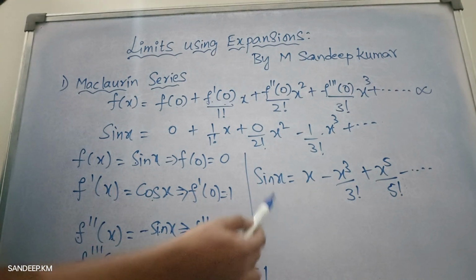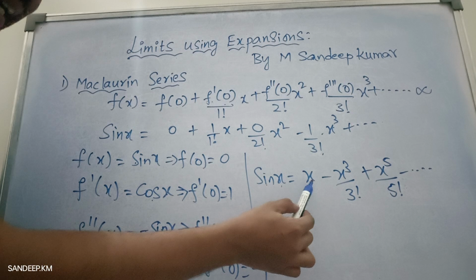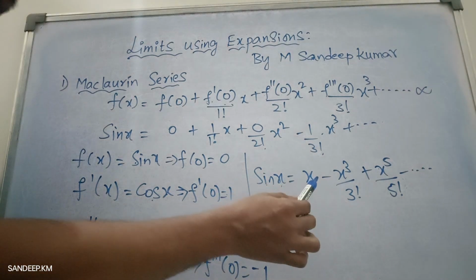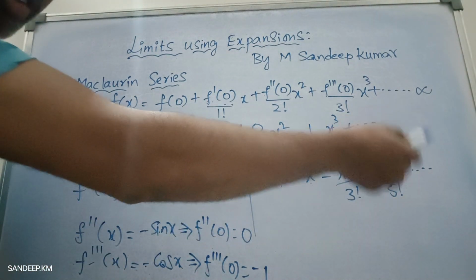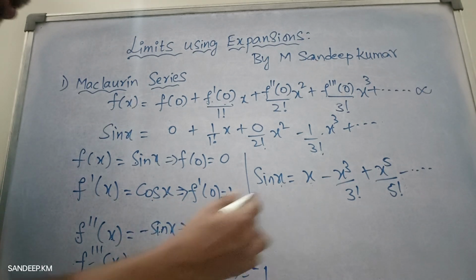See, observe, sin x is an odd function, if you know it or not from the chapter of functions. It contains the terms of x whose powers are only odd numbers. X power 1, x cube, x power 5, next it will be x power 7 and so on. And let me write the expansion.